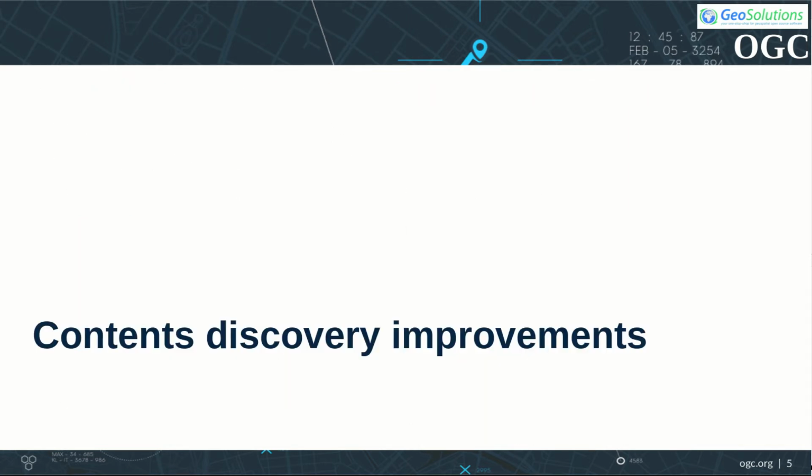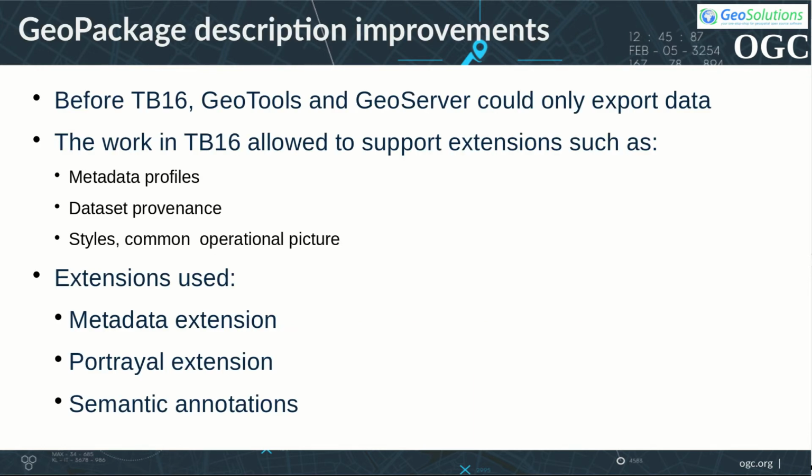First off, let's consider the improvements to content discovery. Before Testbed 16, GeoTools and GeoServer could only export the data. The work in Testbed 16 allowed exporting more information, such as dataset metadata, dataset provenance, styles, and common operational pictures. The work required adding support for previously unsupported extensions, such as metadata, portrayal, and semantic annotations.